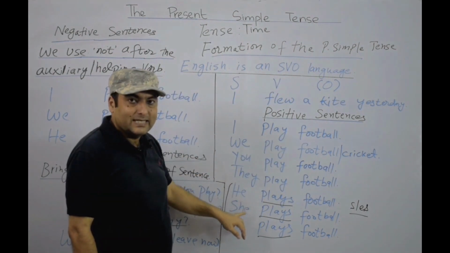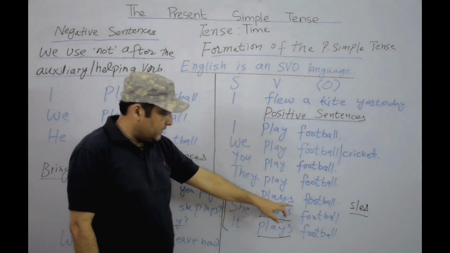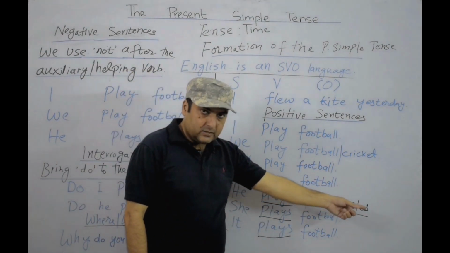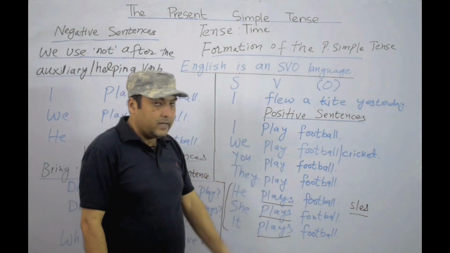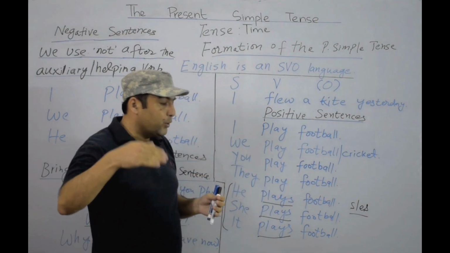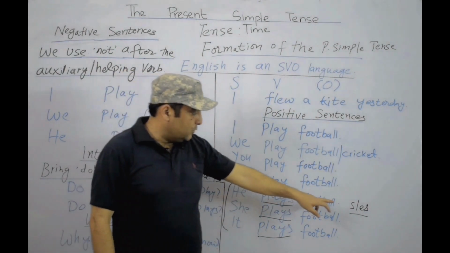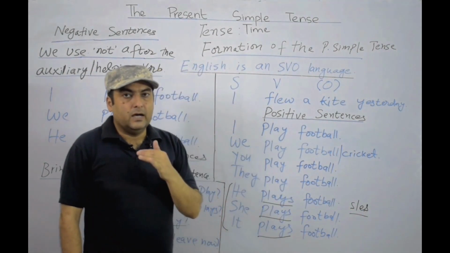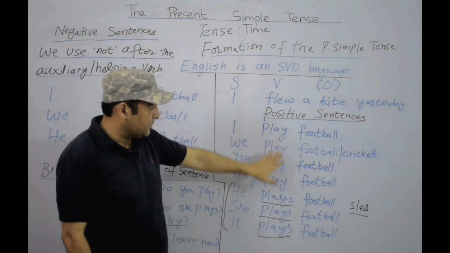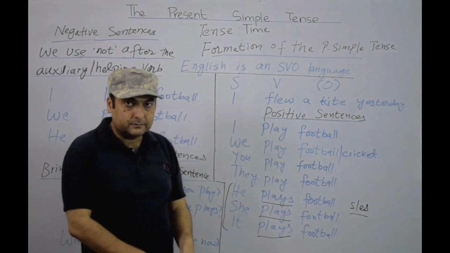And when the subject is he, she, it, then we add an additional s here. So he plays, she plays, it plays. So we could have an additional s or es here. And we could have so many other such sentences. So I could say I go, we go, you go, they go, for example, and he, she, it goes. So in the case of go, we use es. I read, we read, you read, he, she, it reads, for example. So this is what we have as the positive sentences.